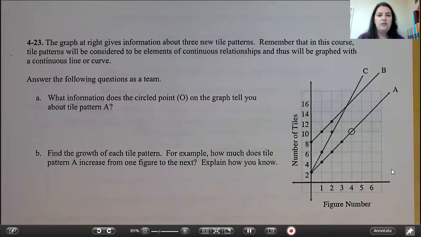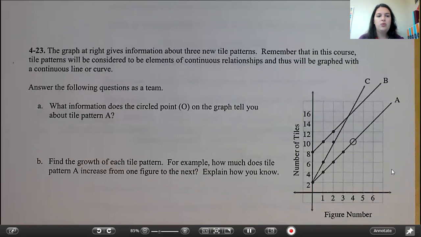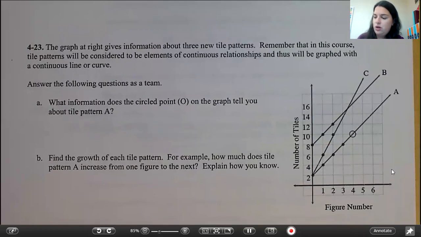The graph at right gives information about 3 new tile patterns. Remember that in this course, the tile patterns will be considered to be elements of continuous relationships and thus will be graphed with a continuous line or curve. Answer the following questions as a team. A, what information does the circle point on the graph tell you about tile pattern A? So go ahead and answer that question right now. If you're back with me, you have answered this question.